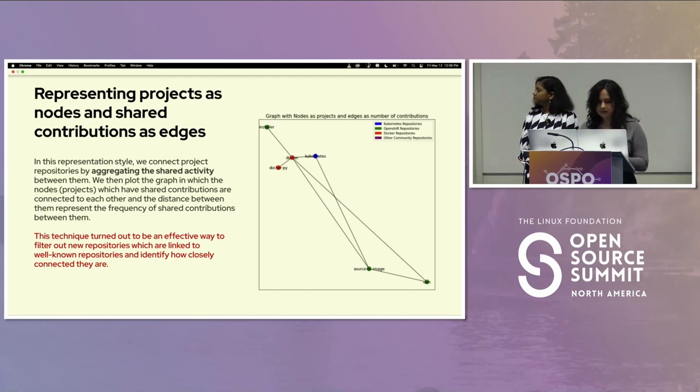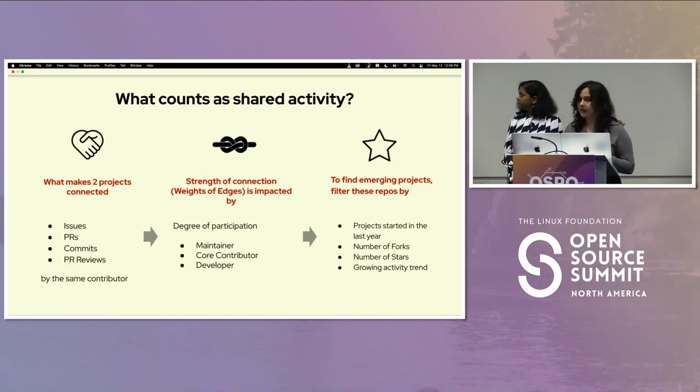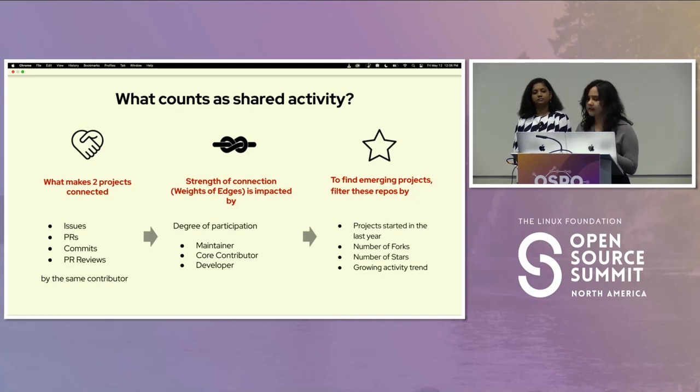So what counts as a shared activity in our representation that we discussed earlier? Issues, PRs, commits, PR reviews by the same contributor count as a shared activity and make the connection between two projects stronger. What we are also working on right now is altering the strength of that connection by not only the quantity of these activity points, but also by the quality of the contribution. So treat the weight differently if they are a maintainer versus a core contributor versus a developer. Like the personas that we saw earlier, where all of you answered, a different persona in a community might have a different kind of impact or interaction with the community.